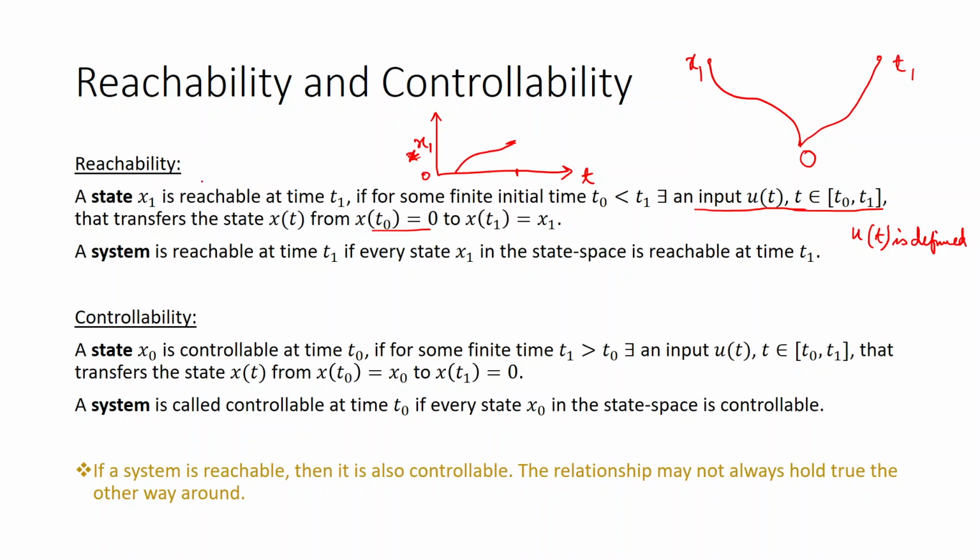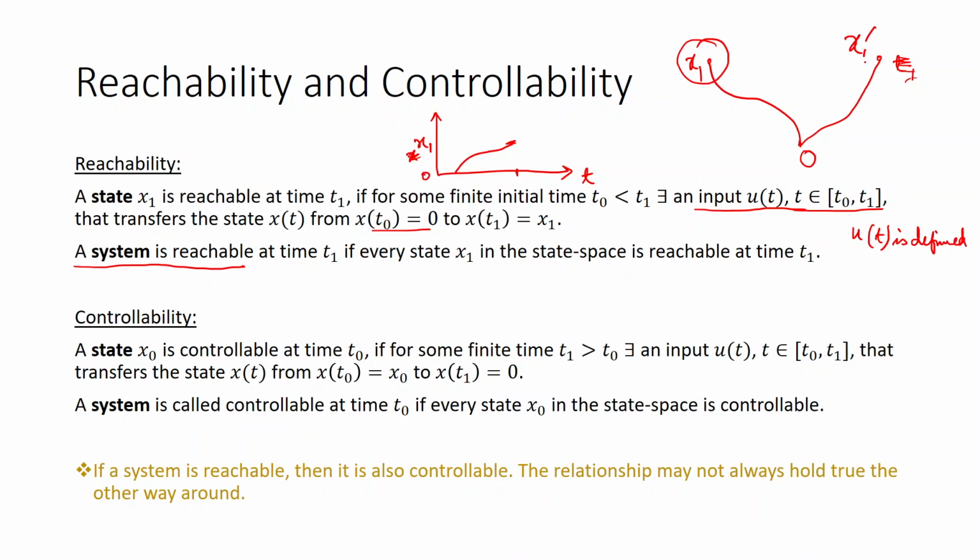Now the system will be called reachable. This is about a state only. So we have a particular state. For this particular state x1 we checked and we saw that yes, a control input exists. We would change this x1 to another place here, suppose x1 dashed, and we checked and we again found that there is a control input that will exist.